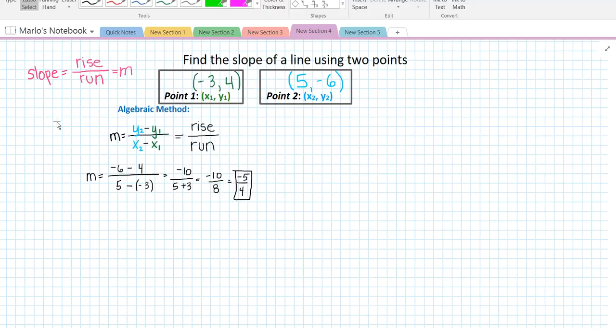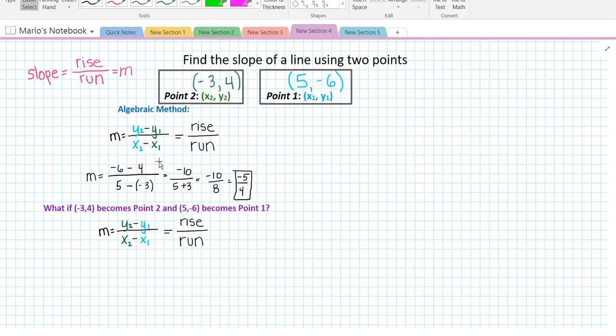So what if we had labeled point 1 as point 2 and point 2 as point 1? So you can see in the boxes at the top, I've switched the labels. So -3, 4 is now point 2, and 5, -6 is now point 1. And we said before that as long as the 1's are together and the 2's are together, we should be able to do this. So we're going to try it just to make sure.